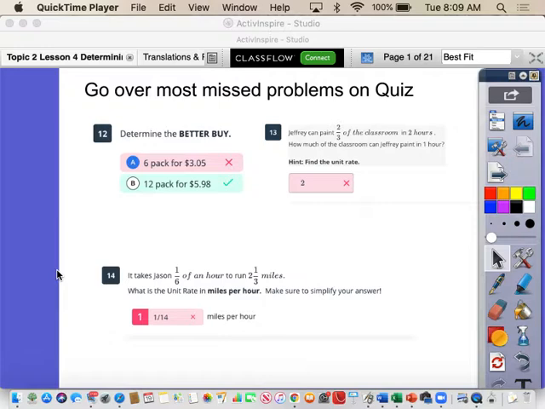Number 12, we're determining the better buy. So before I can determine which one is the better deal, what do I need to find for each of those deals or those stores? Bella, what vocab word do I have to find for each of them?